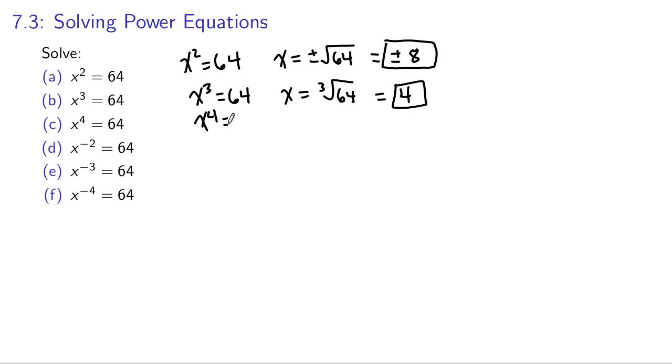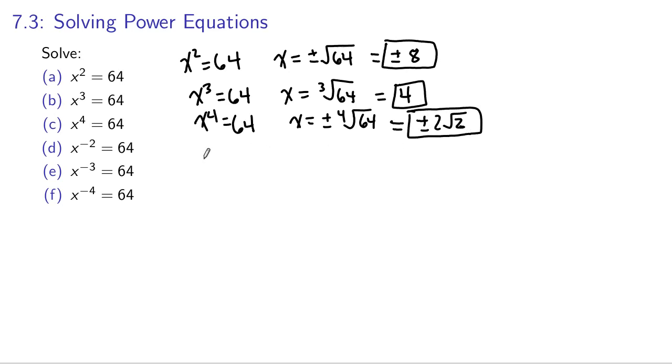X to the fourth is 64. We get x is plus or minus the fourth root of 64, which would be the square root of 8, which is 2 square root of 2. So we can write that as 2 square root of 2. But we must not forget our plus or minus.